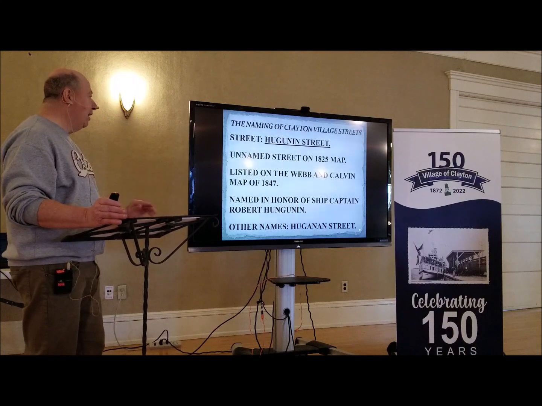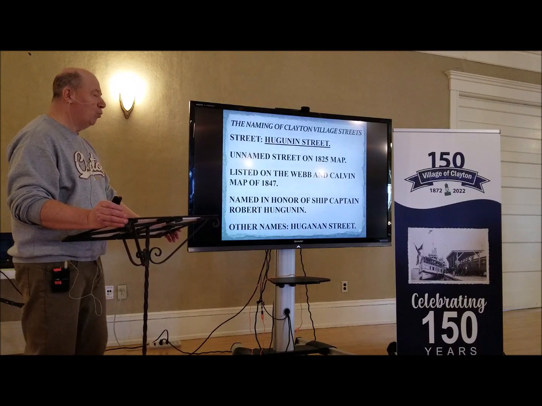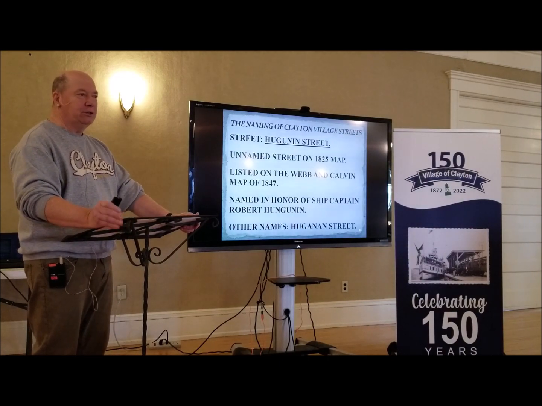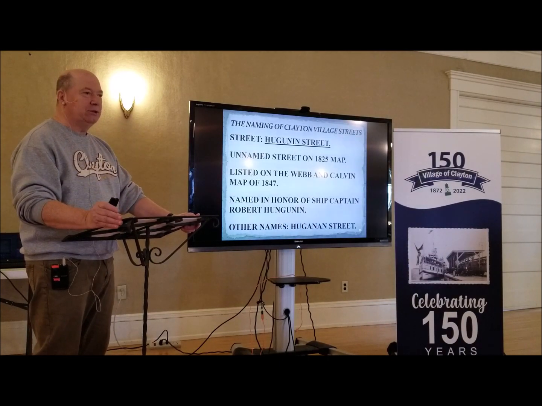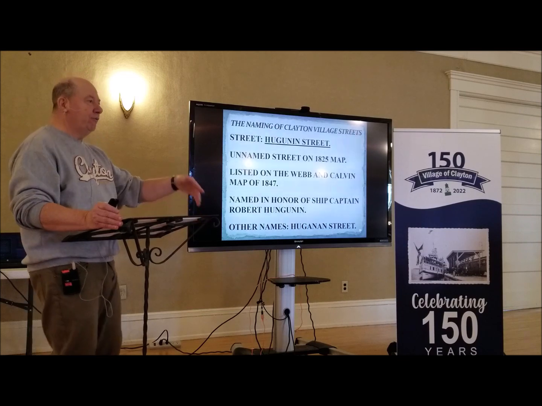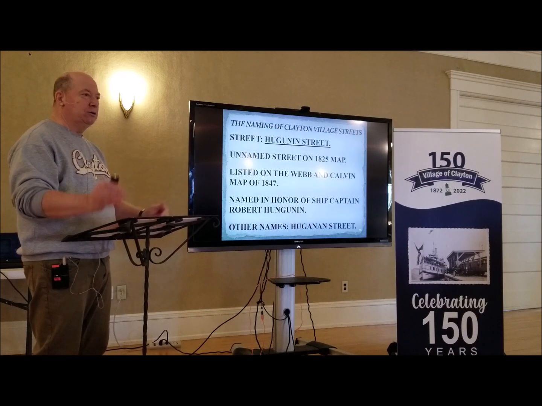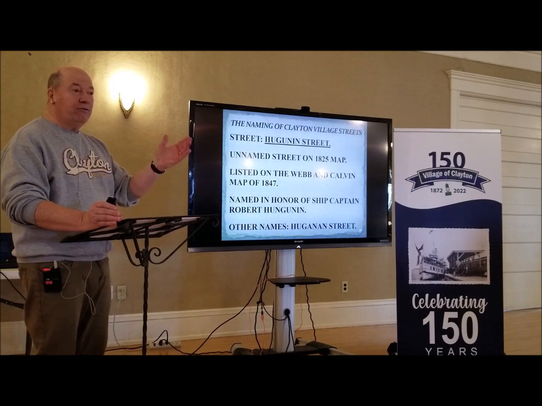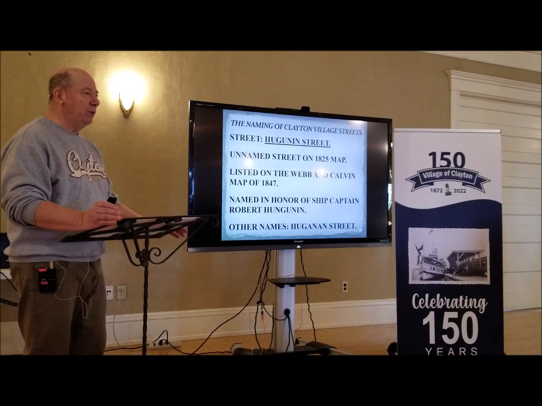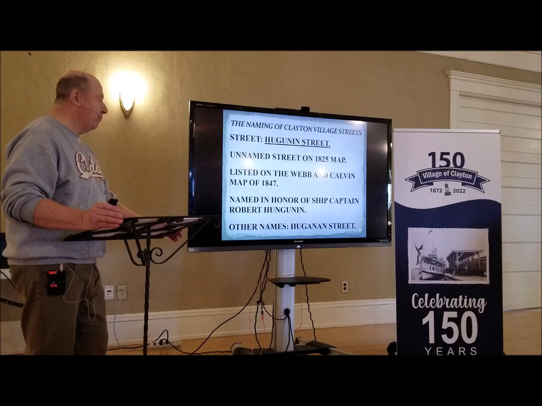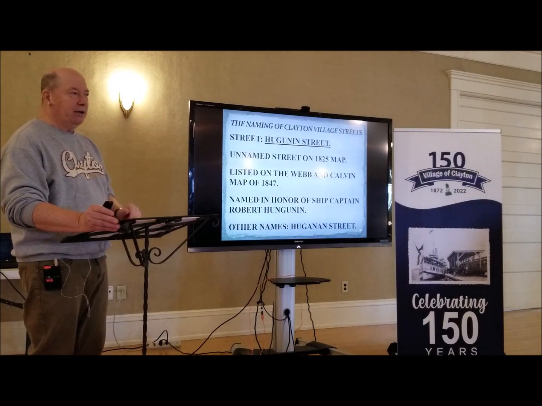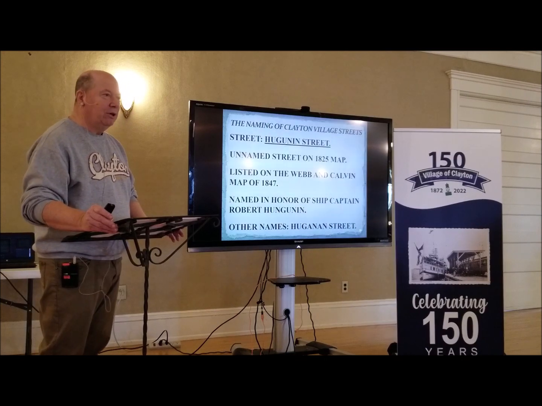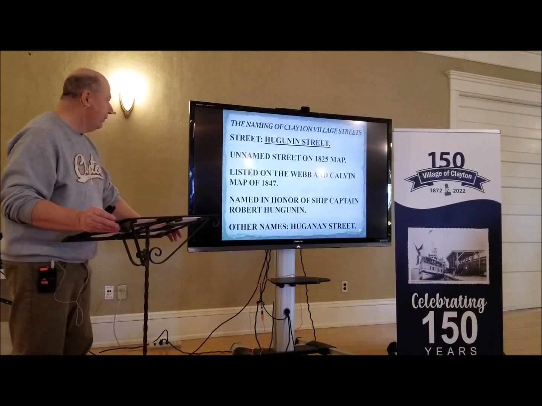But named in honor of a ship captain, Robert Huguenin. And we know that through the Huguenin house and some of the history that comes, and doesn't take much if Robert Huguenin owned this house, and now the street has the name. All right, could have been his father, but everything tells me that it was after the ship captain who sailed on the Lake Ontario quite a bit, also was involved in shipbuilding in the area.